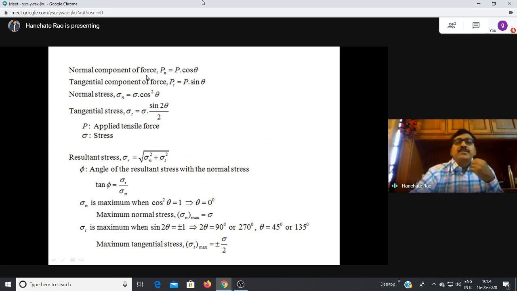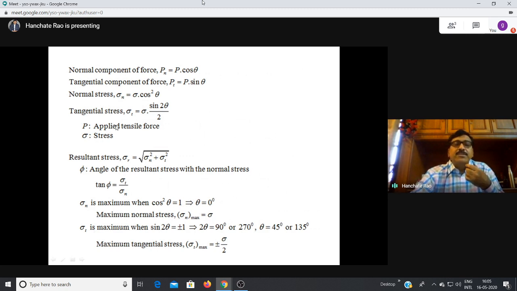From this equation you can see where sigma n is maximum. Sigma n is equal to sigma cos squared theta. When will it become maximum? When cos squared theta is equal to 1, which means cos theta is equal to 1, so theta is equal to 0 degrees. So the maximum normal stress sigma n max occurs at theta equal to 0 degrees, and sigma n is nothing but sigma x.